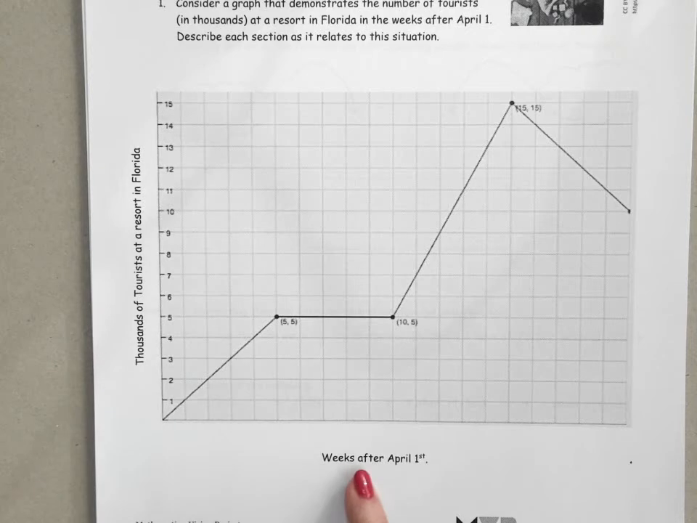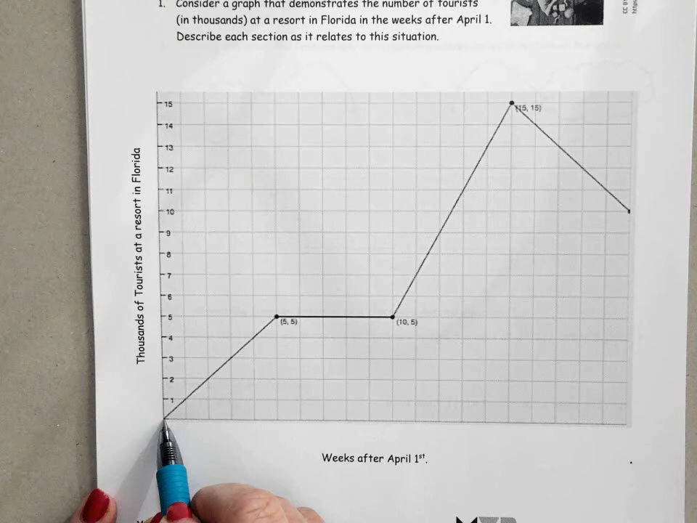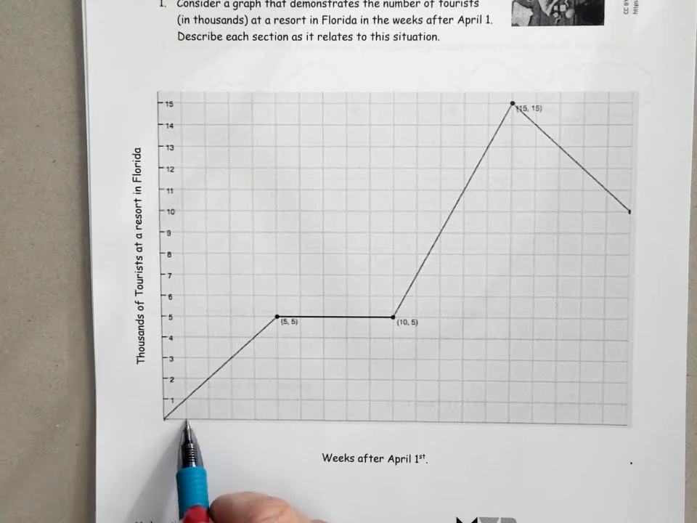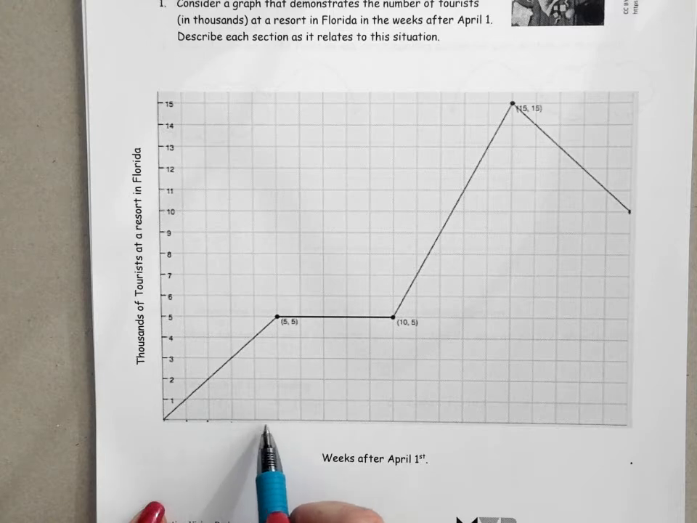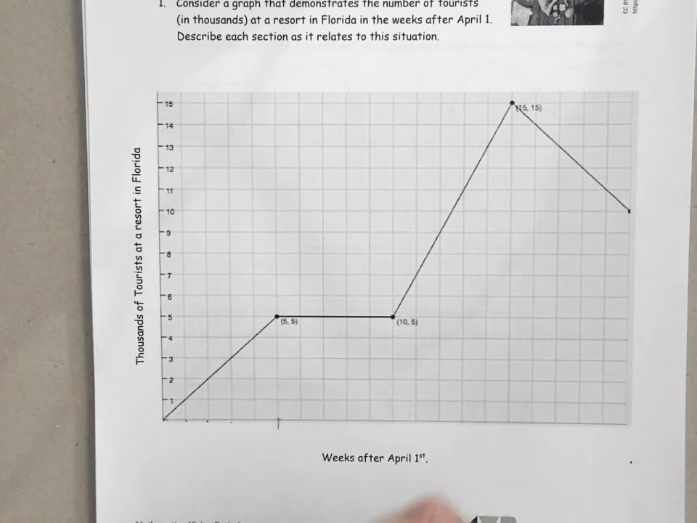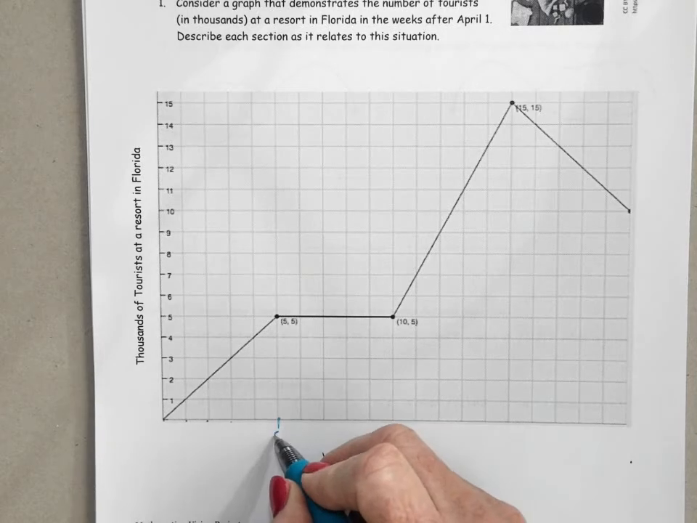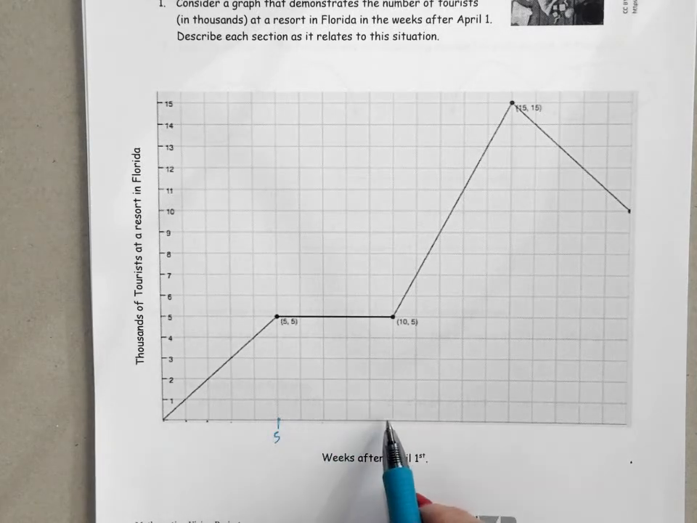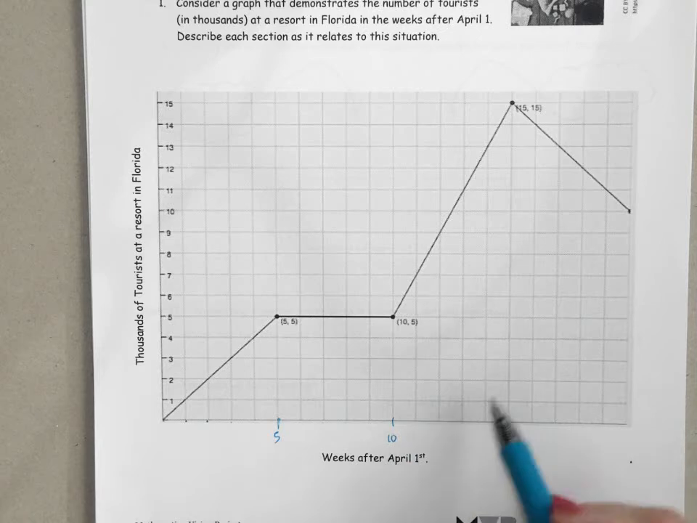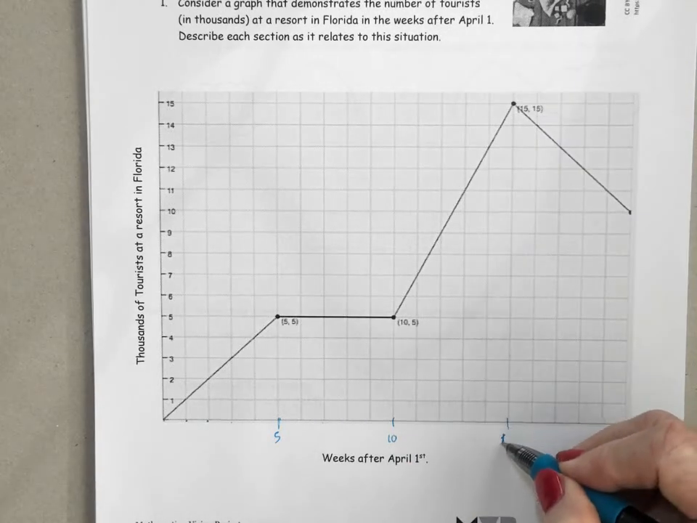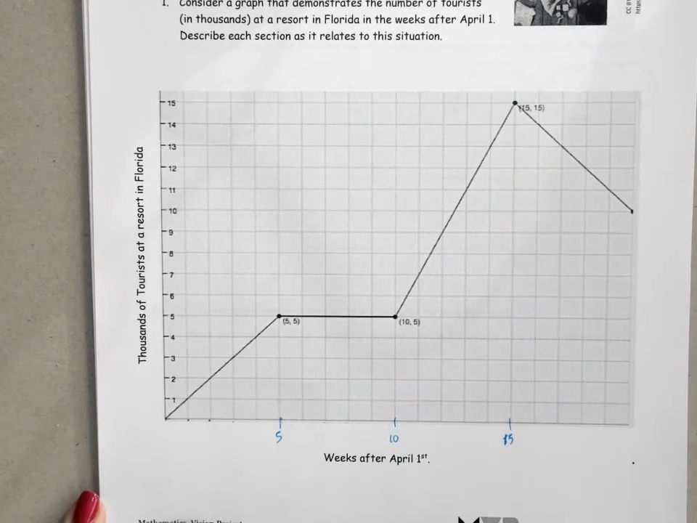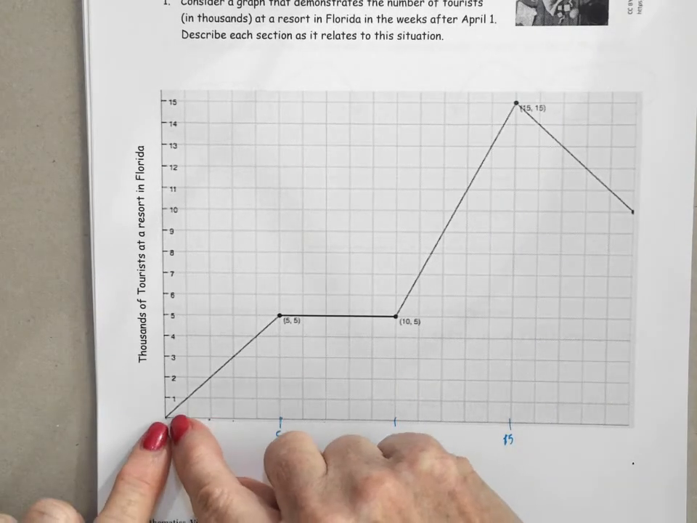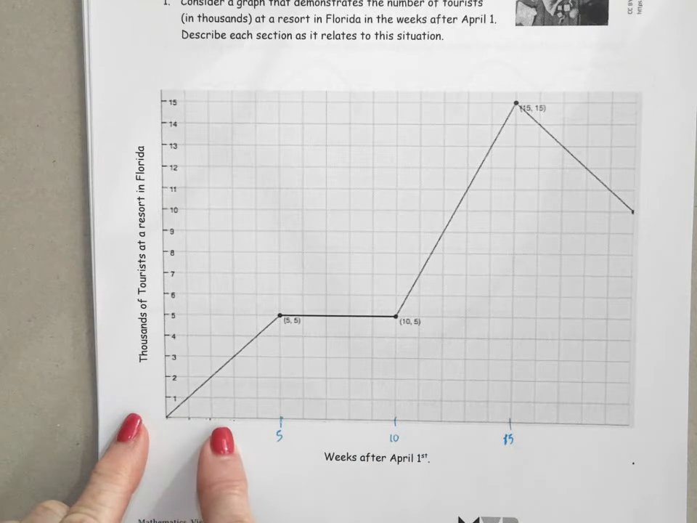So down here on the bottom, we have weeks after April 1st. So here's like April 1st, and then here's 1 week after that, 2 weeks after that, 3 weeks after that, 4 weeks, 5 weeks, etc. So here would be 5 weeks, 6, 7, 8, 9, 10 weeks. And then there's 15 weeks.